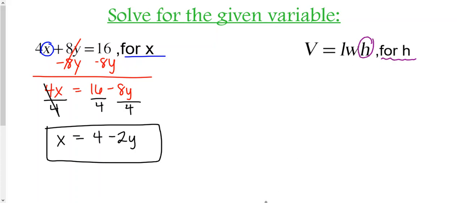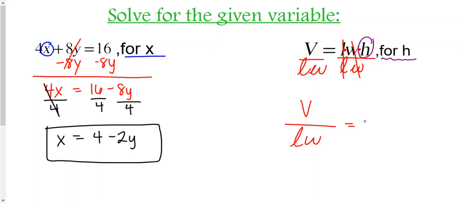So this one looks a little bit scary, but it's actually easier because length is being multiplied to width, which is being multiplied to height. So how do I undo multiplication? Well, I divide. So I'm going to divide both sides by the L and by the W. So that cancels out the L and the W that are with the H. V cannot be divided by L and W, so we just leave it. V over L W is equal to H. That's our answer.